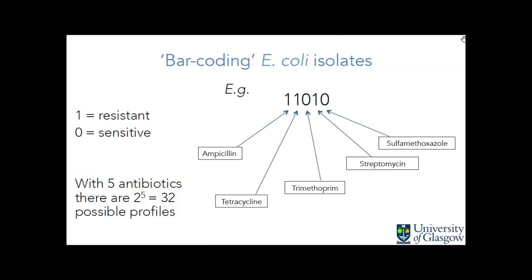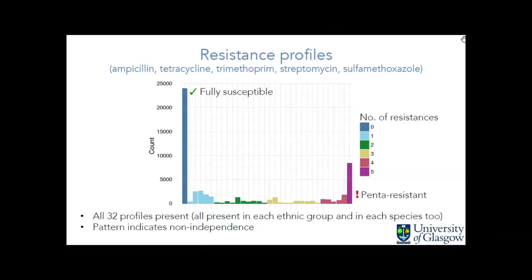For each isolate, we define a resistance profile according to the combination of resistances present. With 5 antibiotics, there are 2^5 or 32 different possible profiles. And we actually find in our system that all 32 profiles are present. They're ordered here from the fully susceptible at the left-hand side through to the penta resistance and coloured by the number of resistances. I think the most striking thing here is that there's a real overabundance of the penta resistance given the abundances of the individual resistances, again hinting towards a non-independence.